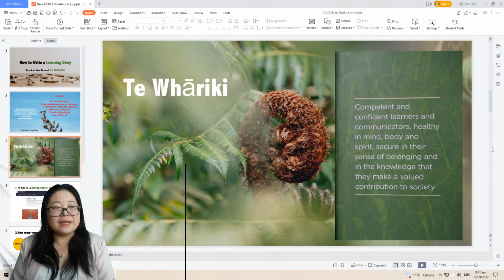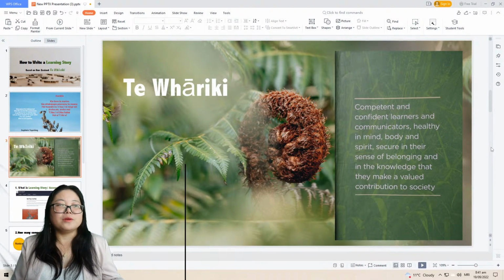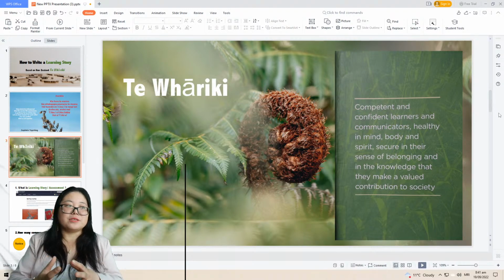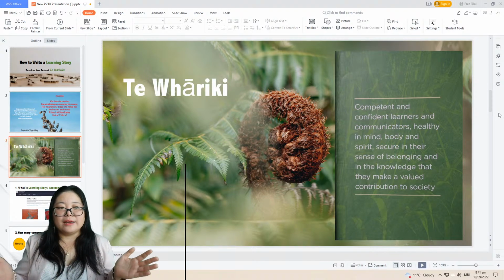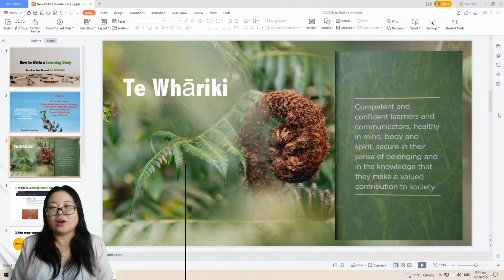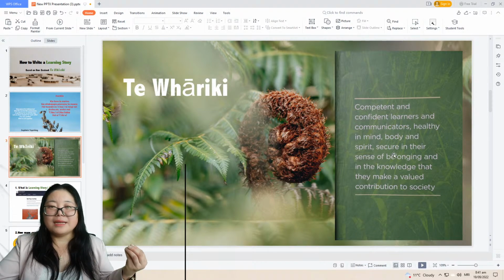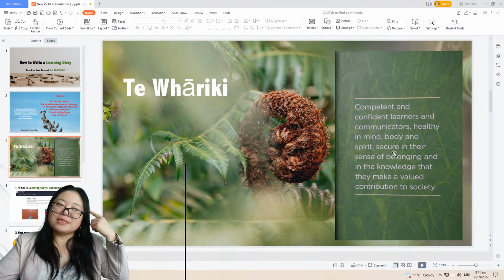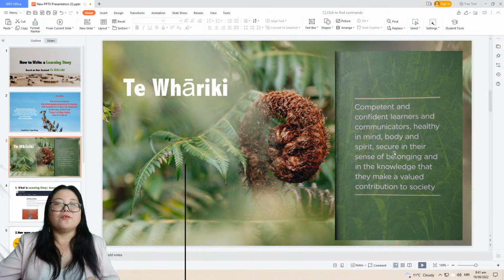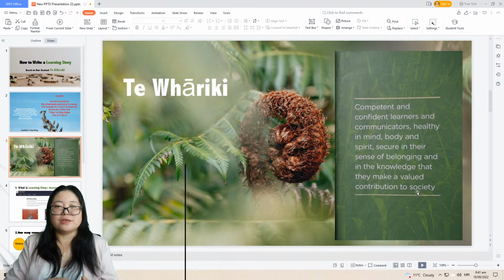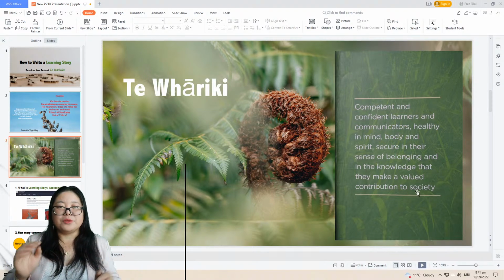On the first page of Te Whāriki, as I always say, is the philosophy that New Zealand early childhood would like to share with all the kaiako, all the teachers: to believe children are competent and confident learners and communicators. They are healthy in mind, body and spirit, secure in their sense of belonging, and in the knowledge that they make a valued contribution to society, to this community.